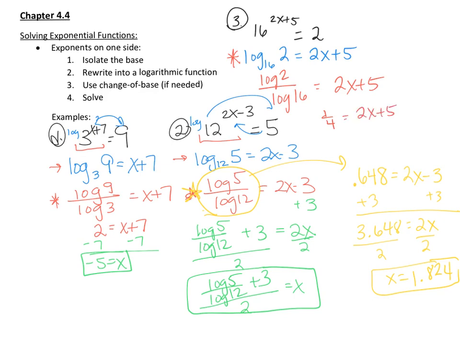Then I'm going to finish solving. So I'd subtract my 5. Let's just say that we use that as 0.25. So I'd get negative 4.75 equals 2x. Divide by that 2. So I would end up getting that x is equal to negative 2.375. Right? So now I can solve an exponential function if I have exponents only on one side by rewriting into a log function using that change of base and solving.